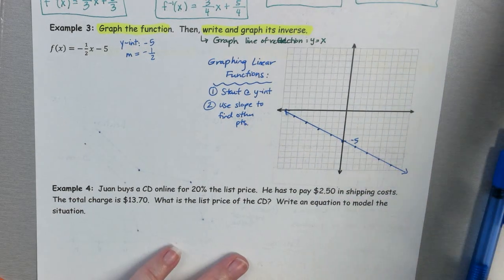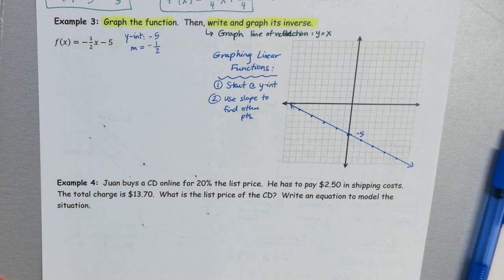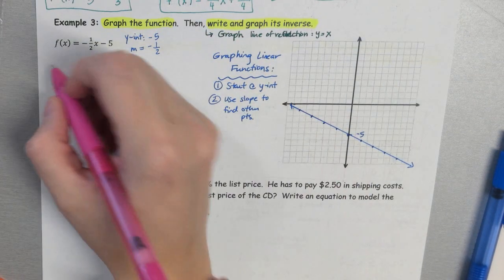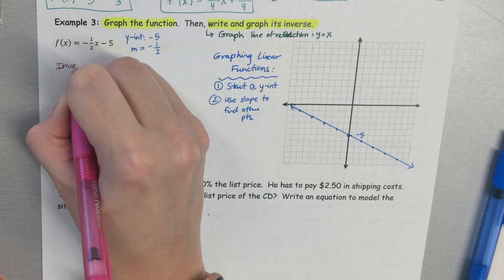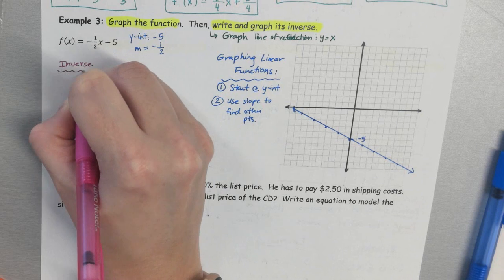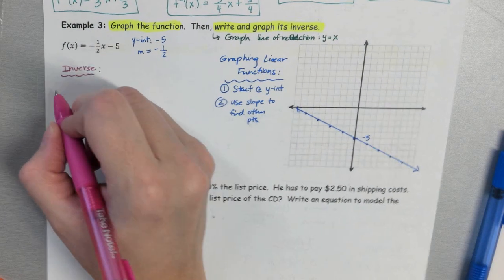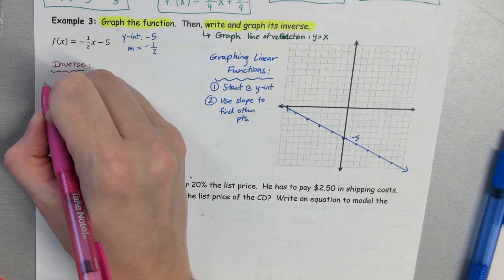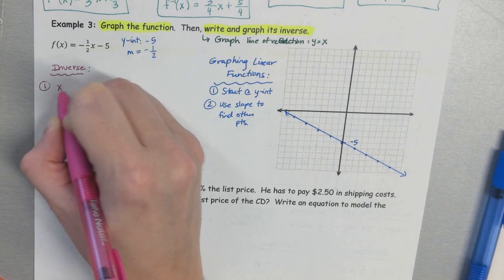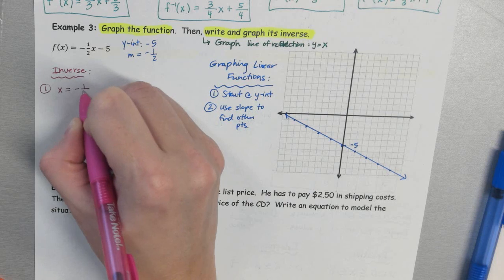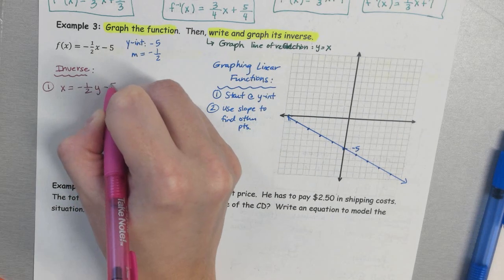I actually want to show you what happens. Something special happens. And then we're going to find the inverse. So to find the inverse, same steps as before. It doesn't matter. You can graph it now if you already did it. So you're going to switch your x and your y. So step 1, x equals -1/2 y minus 5.